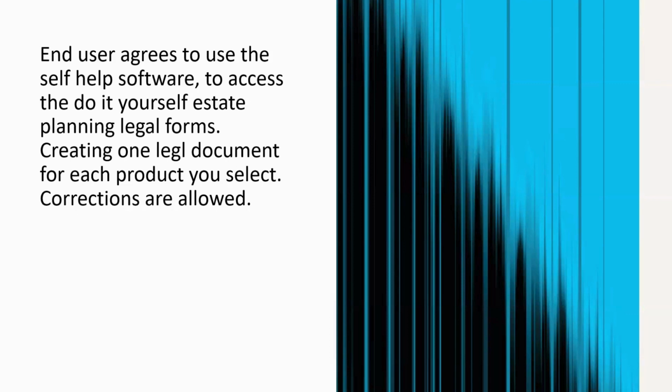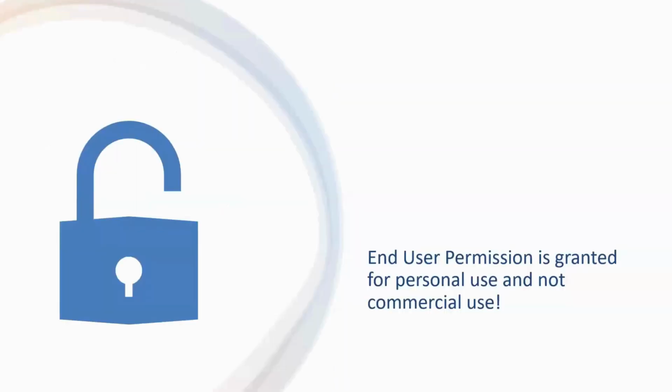So you can't buy it once and then go in and change all the names and do it for your neighbor. That's not what the license says. But corrections are allowed. You can go in and make corrections. That's why you can't always change the name on the trust or the date. That keeps people from buying it once from you and then spreading it around the whole neighborhood. So the end user permission is granted for personal use and not commercial use. As a licensee, you have the permission for commercial use, but the end user who buys it just has personal use.